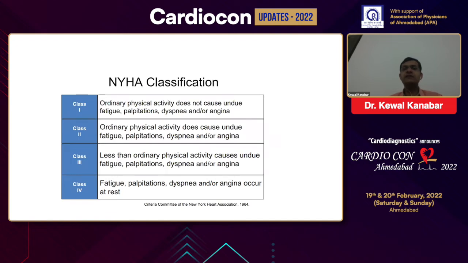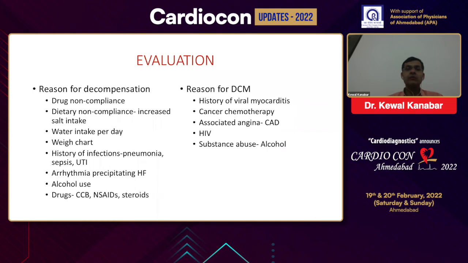We all know the NYHA classification. Class 1 is the patient usually is asymptomatic on ordinary physical activity. Class 2 is symptomatic on ordinary activity. Class 3 is on less than ordinary activity. And class 4 is symptoms at rest. Now, the thing which I want to stress on: what is the reason for decompensation? Remember that DCM is usually a stable disease. The downhill course is slow.